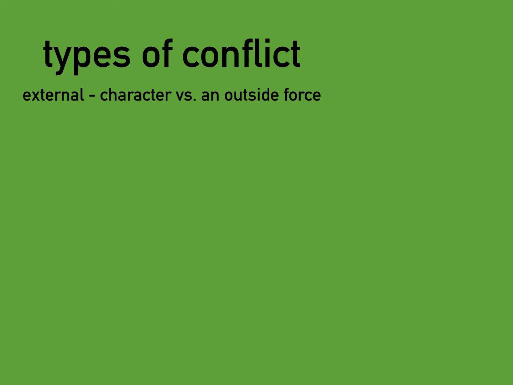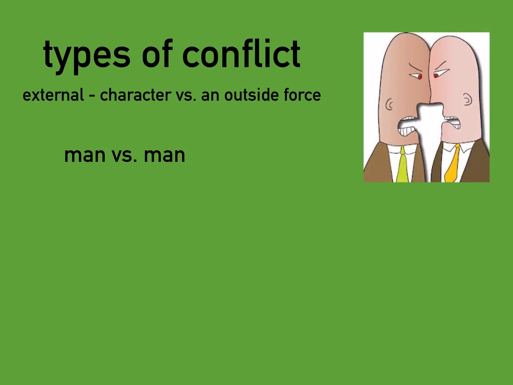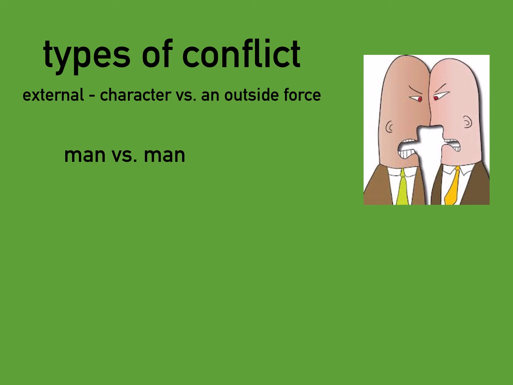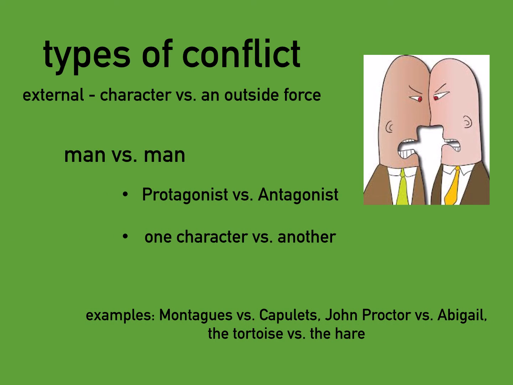There are several different types of conflict that we're going to explore, and the first type of conflict is man versus man. This type of conflict is external, and quite simply, it's between two characters. When one character's wants, motives, or actions run contrary to another's, it's a man versus man conflict. Conflict often exists between the protagonist and the antagonist.